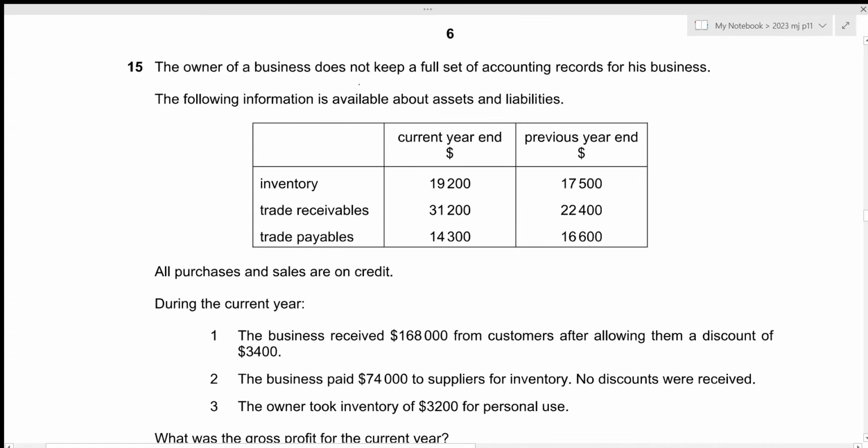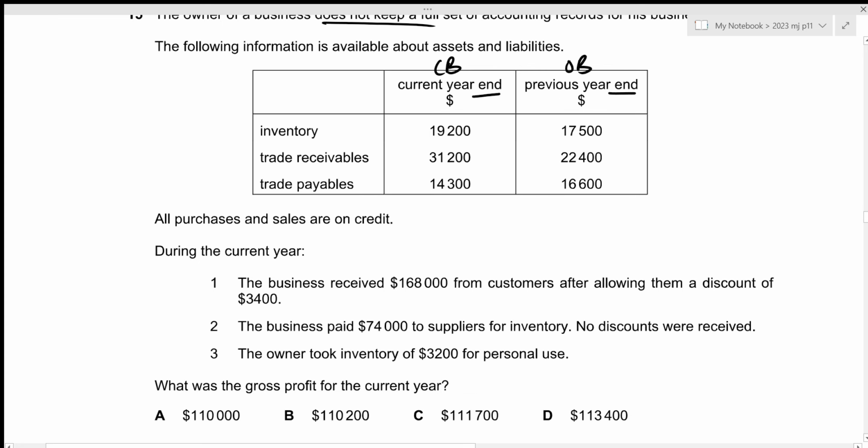The owner of a business does not keep a full set of accounting records for his business. The following information is available about assets and liabilities. So this is the current year end, which is the closing balance. This is the previous year end, which is the opening balance. Alright, all purchases and sales are on credit. Let's have a look at the question. We need to figure out gross profit for the current year.